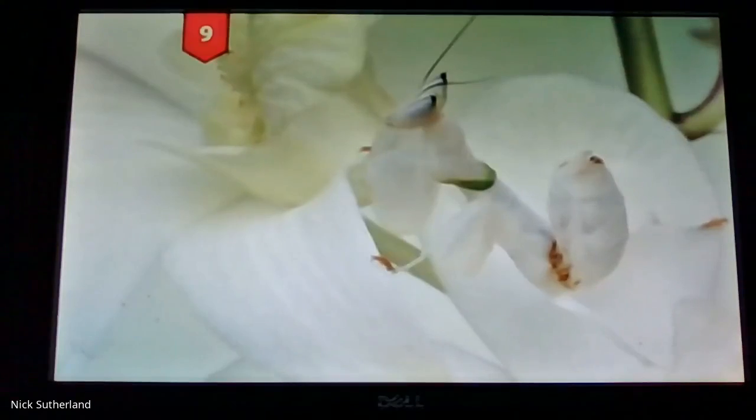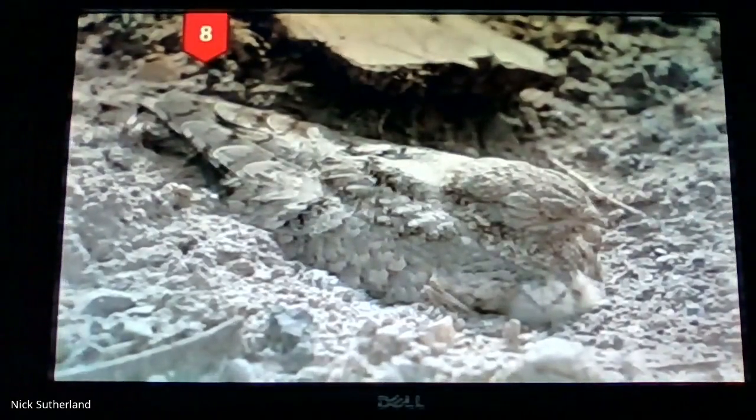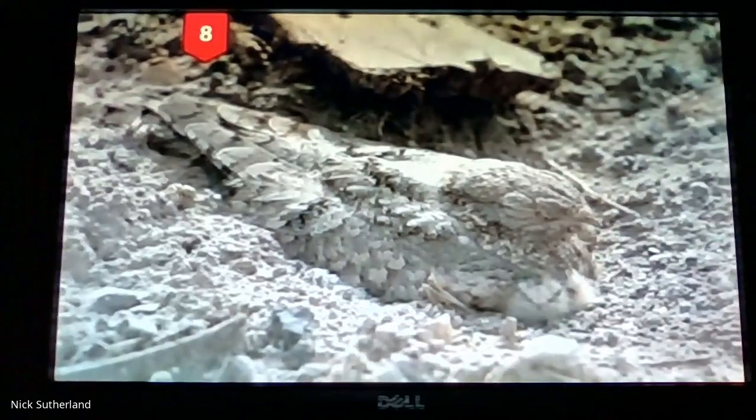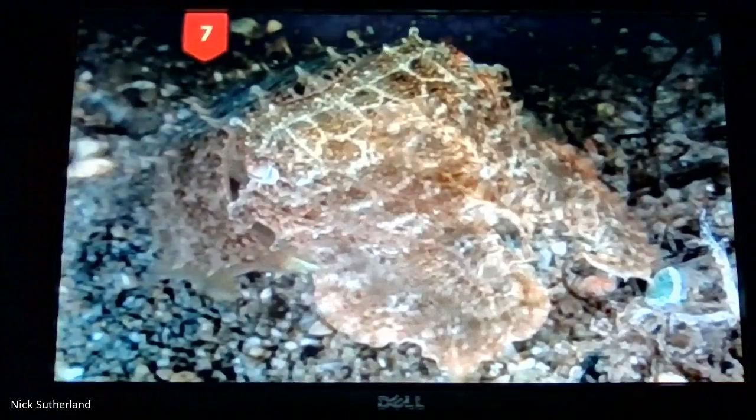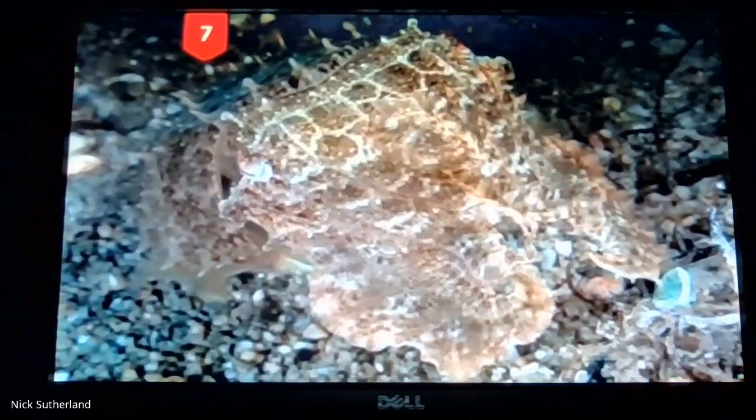Number 8, the Egyptian nightjar. Typically flying at night, the nightjar usually lies concealed in the dirt during the day. Number 7, the cuttlefish. Despite the name, this really isn't a fish, it's a mollusk, and a very well-hidden one at that. Besides their insane camouflage skills, they're also considered to be one of the most intelligent invertebrates with a very high brain-to-body mass ratio.